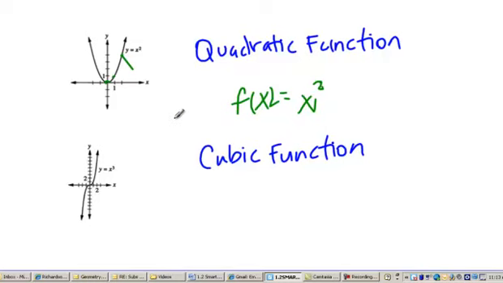Okay, next, the cubic parent function. It looks kind of like an S, or slight squiggly, not really an S, a sideways S maybe. So you've got f of x equals x cubed, hence the cubic function. And that's a 3. Okay?